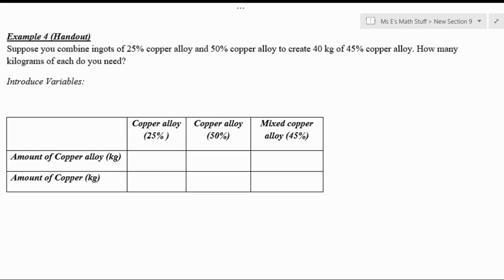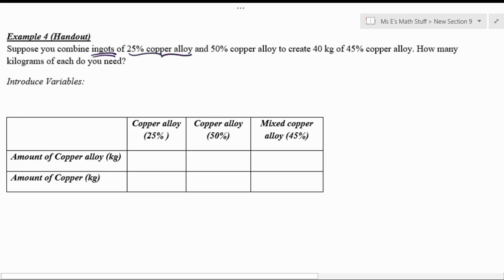Honestly, I'm not super clear on what an ingot is. Anyway, I think it's like a bar of this metal. If you can follow what I'm saying here, then great. The point is I don't think that word matters in this problem, but 25% copper alloy, that matters.